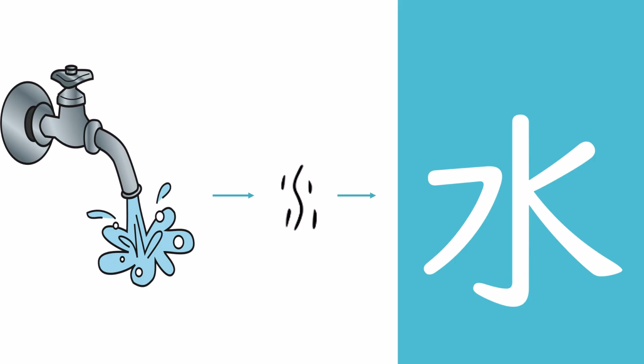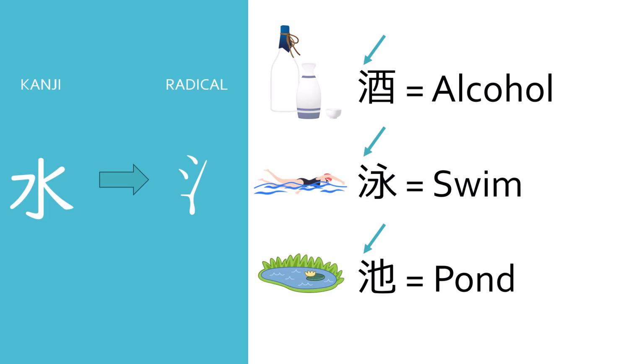The kanji for water comes from a pictogram of water flowing, similar to when water comes out of the tap with some possible splashes. When water becomes a radical, it takes a minimalistic look, which is pretty much just 3 lines. You can see this radical in words such as alcohol, swim, and pond.